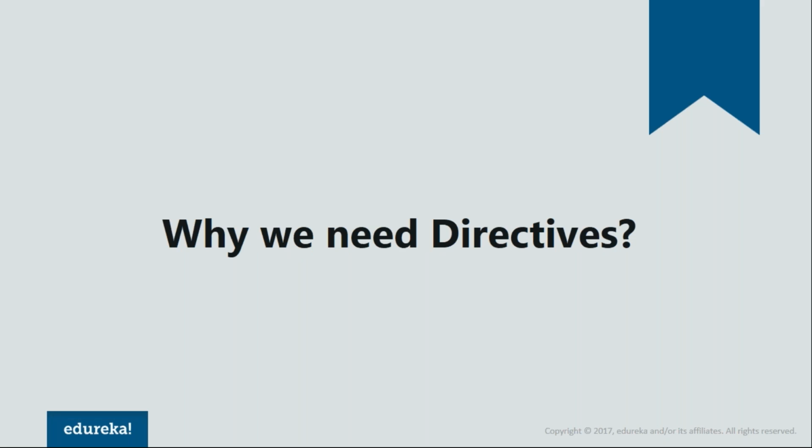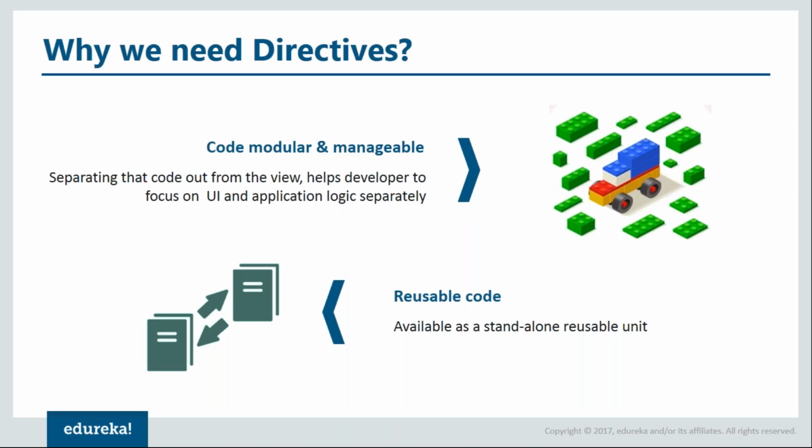Now let's understand this fundamental question: why do we need directives? Well, the answer is very simple. The first one is that it provides code modularity and manageability. If you have created a directive and you want to make certain changes to it, like changing the color or the attributes, you just have to go to that directive code and make changes there, and it will be applied wherever it is being used.